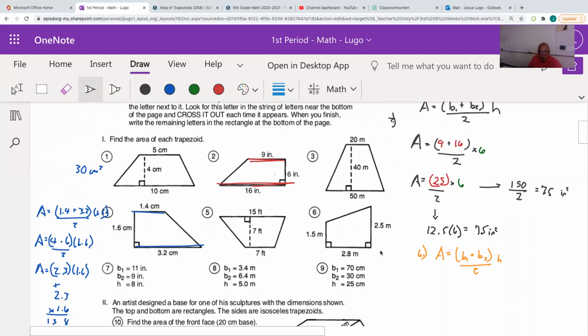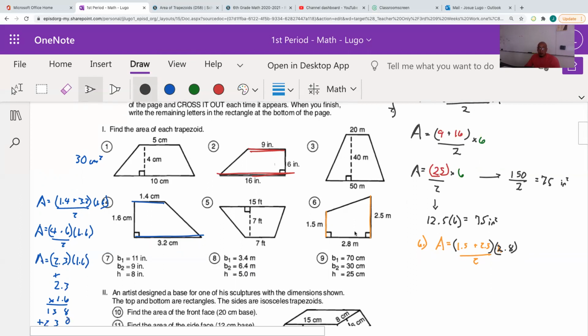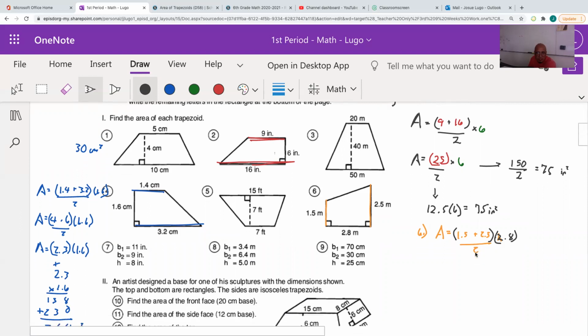Well, here, what is my base 1 and base 2? Remember, the bases, ladies and gentlemen, are the sides that are parallel to each other. So even though these are on the side, these two are parallel, these are my bases. So that means that base 1 plus base 2 is going to be 1.5 plus 2.5. Those are my bases. And as far as my height, that's going to be times 2.8. So make sure that you add the bases, then multiply by 2.8 and then divide by 2, or add the bases, divide by 2, and then multiply by 2.8, whatever you see seems easiest.